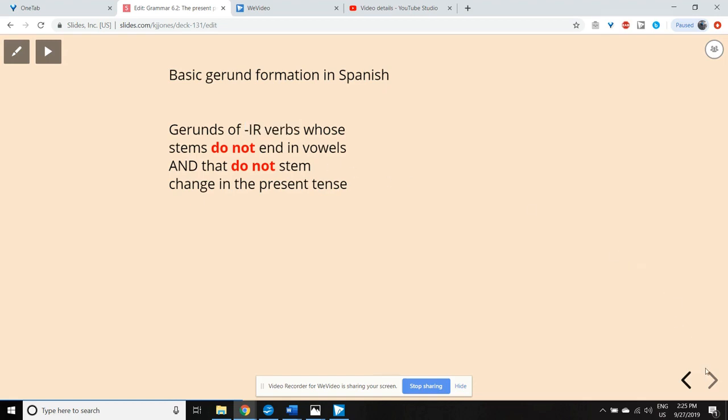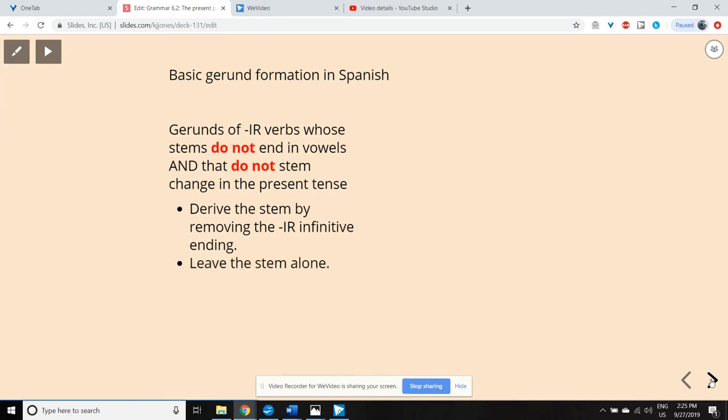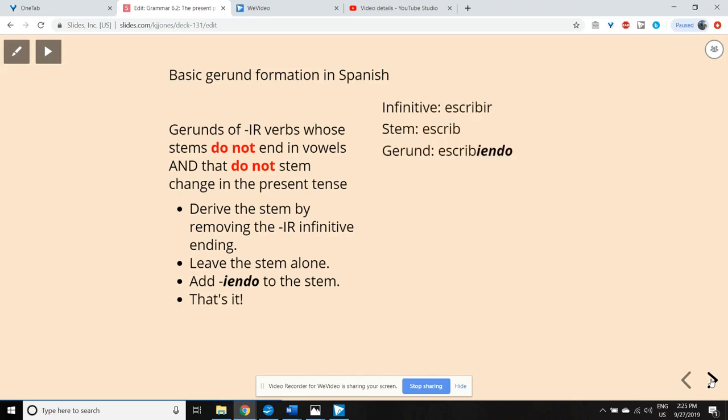For all IR verbs of this type, which is quite a significant number of IR verbs, you just do the same thing. You derive the stem. Don't remove the stem, it's a bad idea. Derive the stem by removing the IR infinitive ending. Leave the stem alone. Add IENDO to that stem, and that's it. You are done.